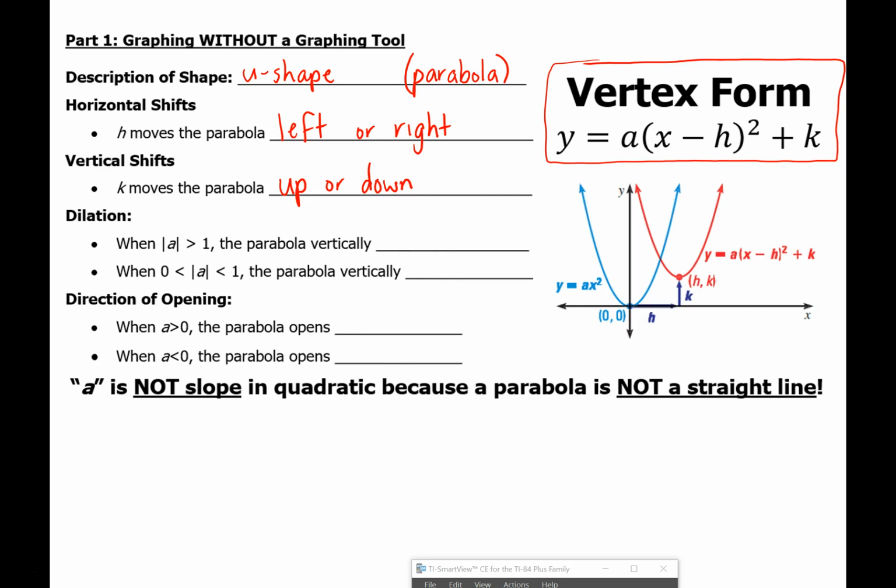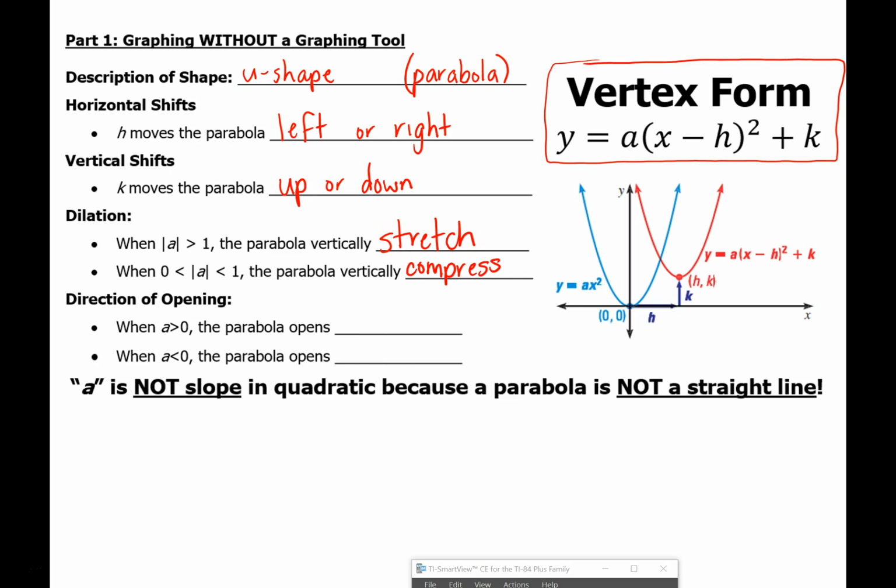The dilation is going to do the same thing as well. If we have the absolute value of a is greater than 1, meaning it is a number like 2 or 3 or an improper fraction like 3 over 2, our parabola is going to vertically stretch. And if our a value's absolute value is between 0 and 1, meaning a proper fraction, the parabola is going to vertically compress. So most all of that except the shape is the same.